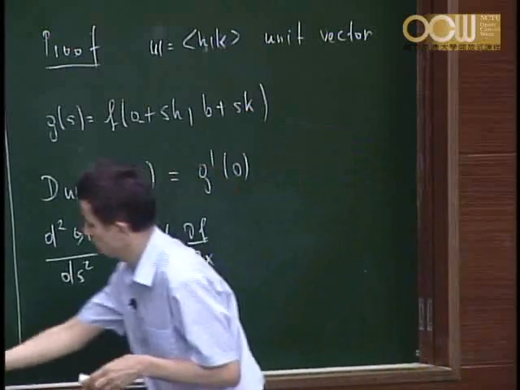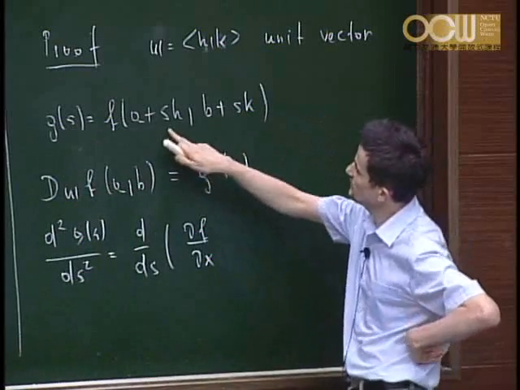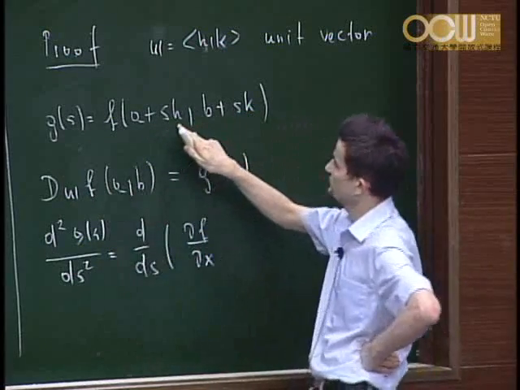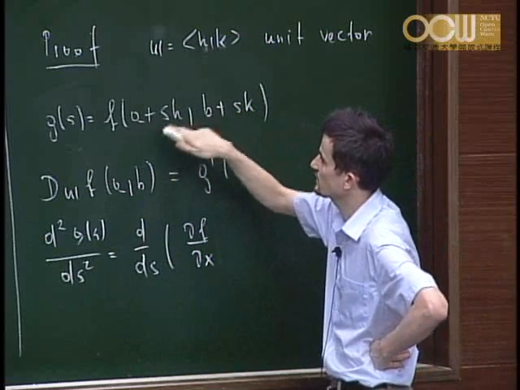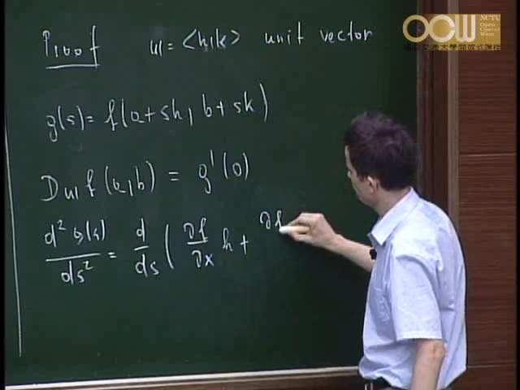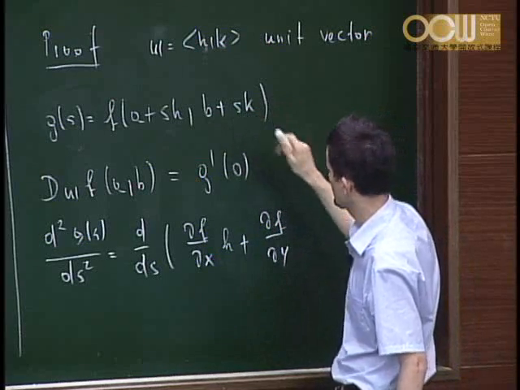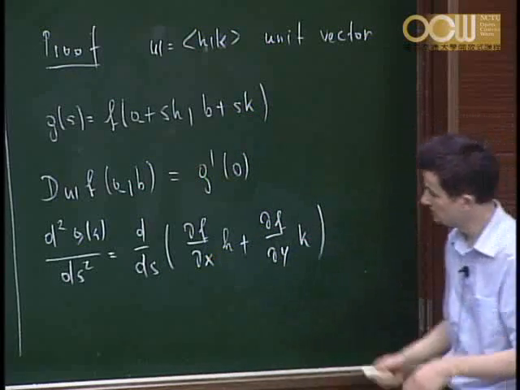So if we compute the derivative with respect to s of this function, first the partial derivative with respect to x times the derivative of this here, which gives you an h, plus the partial derivative of f with respect to the second coordinate times the derivative of this here with respect to s, which gives you a k. And then you do the same once more.